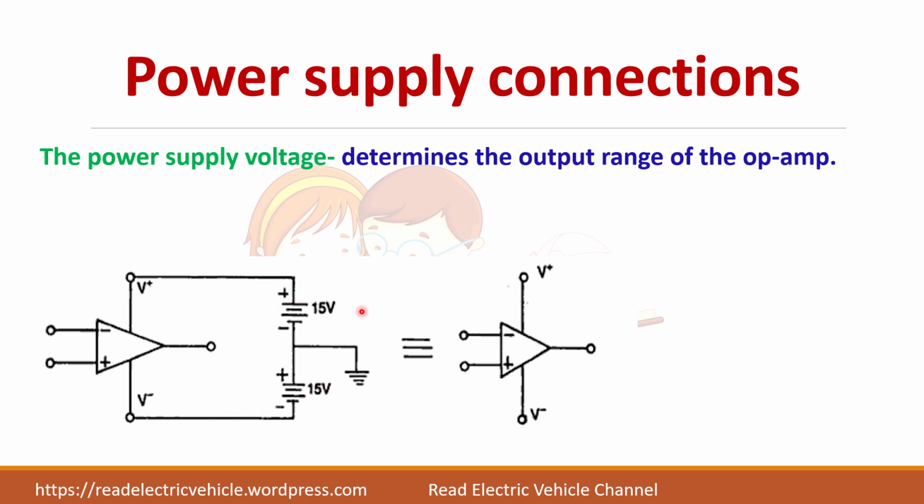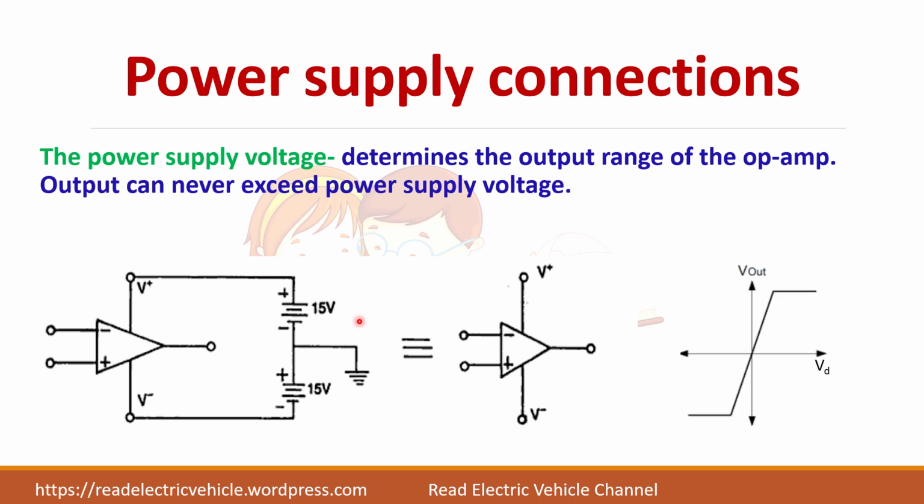This voltage will determine what will be the maximum output voltage of the op-amp. For example, if I give 15 volts, my output will be always till 15 only. It cannot exceed this 15 voltage. If I give 12 volts, the op-amp output will not exceed 12 volts. So the output can never exceed the power supply voltage.